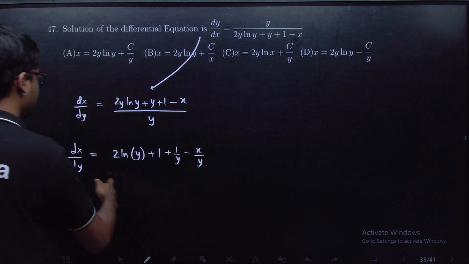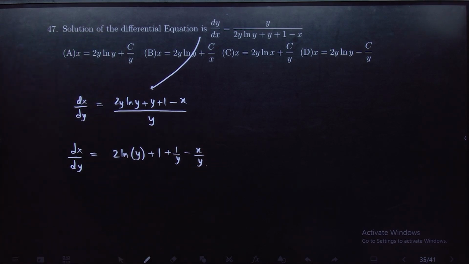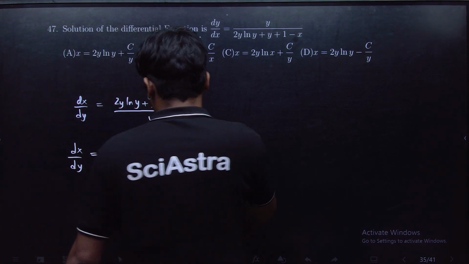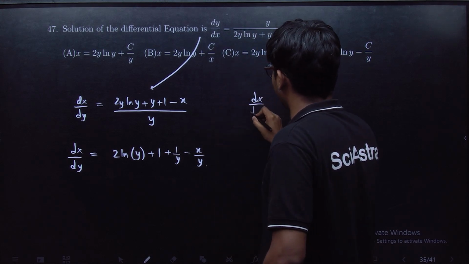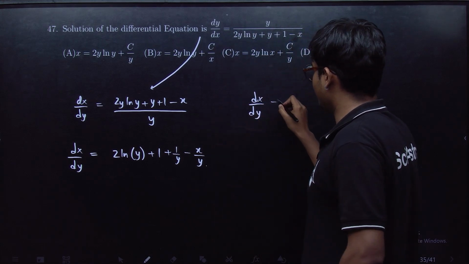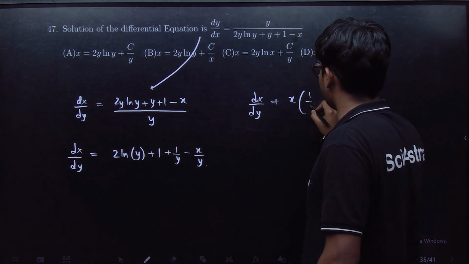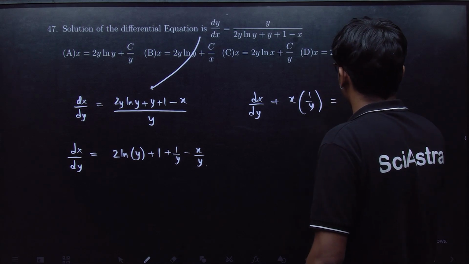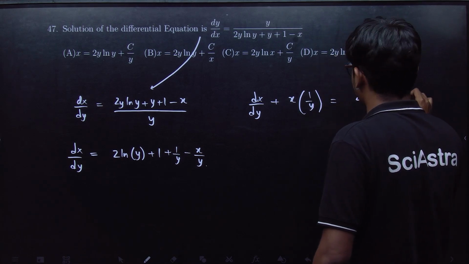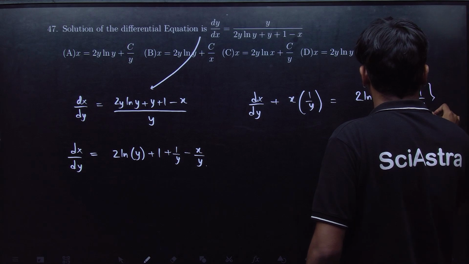Which gives you dx by dy is equal to 2 ln y plus 1 by y minus x by y, right? So this looks precisely of the form of a linear differential equation, right? So this is nothing but dx by dy plus x times 1 by y is equal to 2 ln y plus 1 by y, right? This is what you'll get.